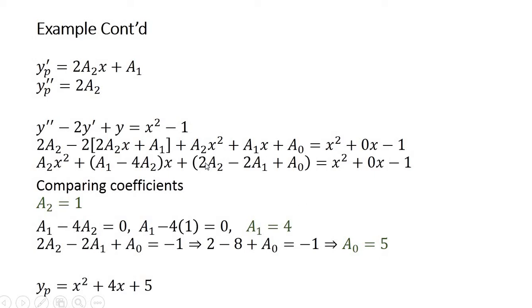And then lastly, our constant on the left hand side is 2a2 minus 2a1 plus a naught, and our constant on the right hand side is minus 1. So we equate these two to come up with this equation, and then we substitute for a2 and a1. Remember a2 is 1 and a1 is 4. So this one will be 2, and this one will be 8, because 4 times 2 is 8. So this is 2 minus 8.